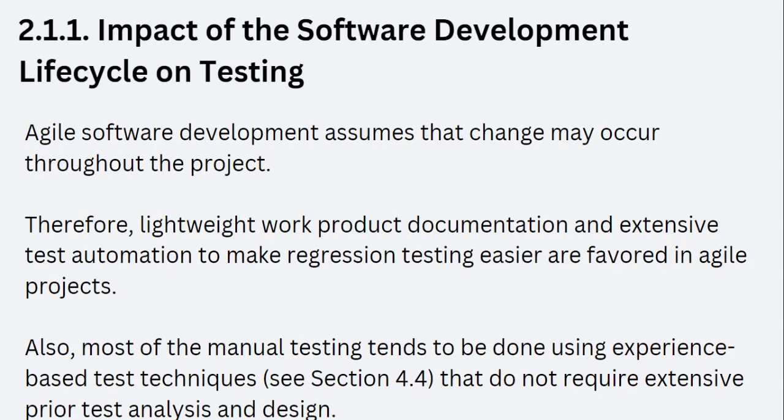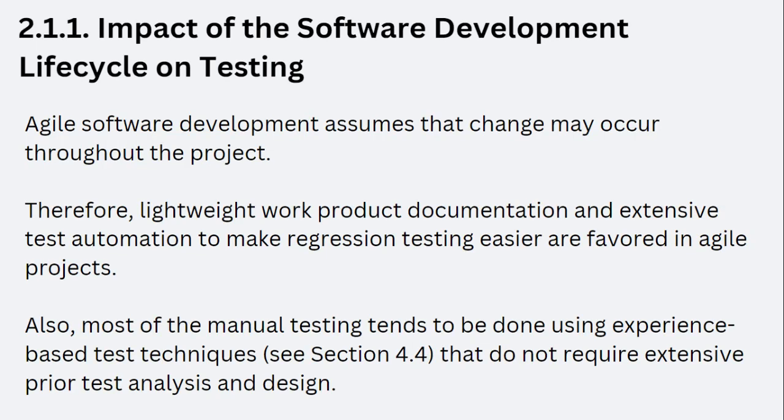In agile software development, change is expected throughout the project lifecycle. Hence, agile projects favor lightweight work product documentation. Additionally, in agile environments, manual testing often relies on experience-based test techniques which do not necessitate extensive prior test analysis and design.